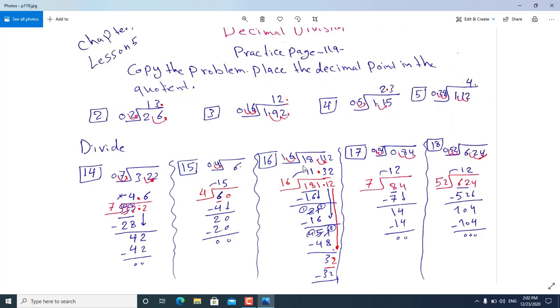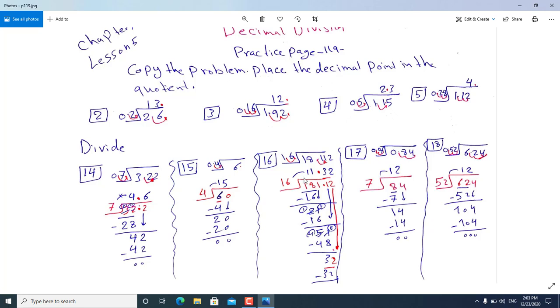From number 16, we have 18.112 divided by 1.6. First, we take away this point, that means we move one place. Also from the dividend, we move one place. So it will be 181.12 divided by 16. We put the point up top. After that, we divide. We take two digits because the divisor has two digits. 18 divided by 16 is 1. 1 times 16 is 16. We subtract and get 2.